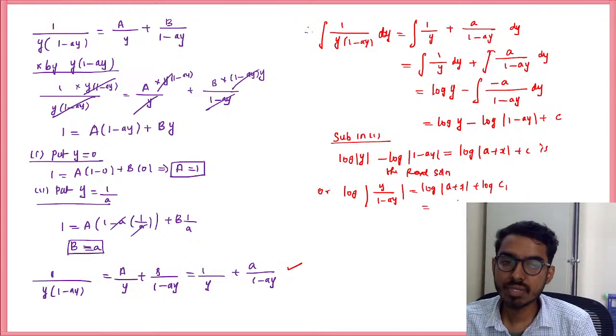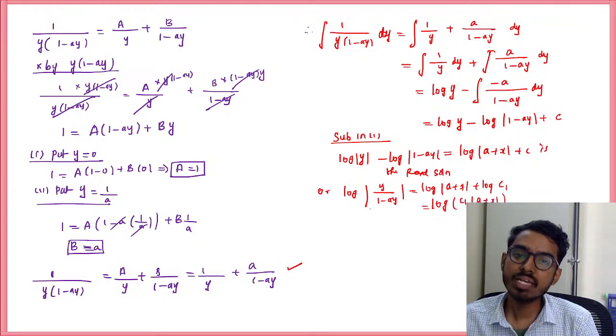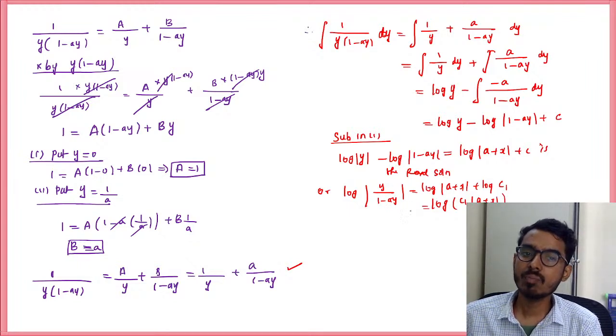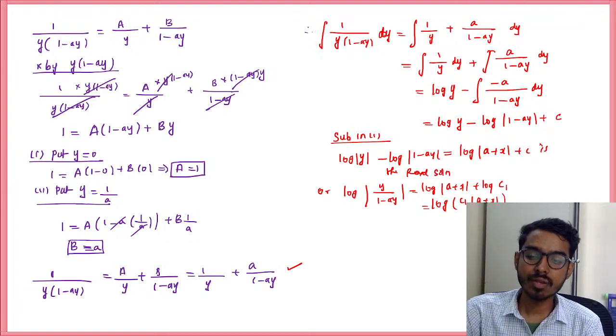Log a plus log b is log ab. So log c1 into mod a plus x. This log will get cancelled. You will have y by 1 minus ay is equal to c1 into mod a plus x, right? You can reduce more also.